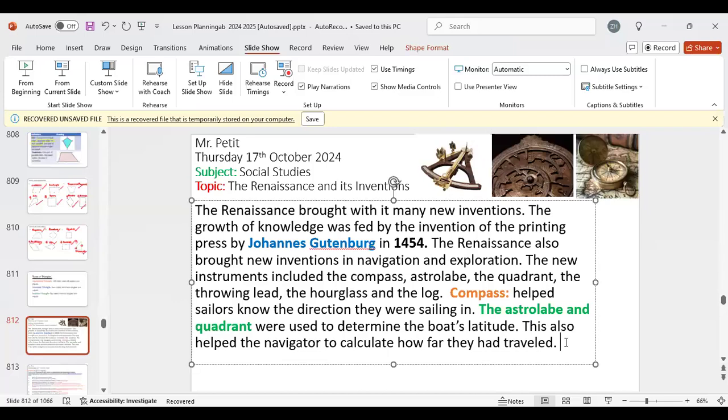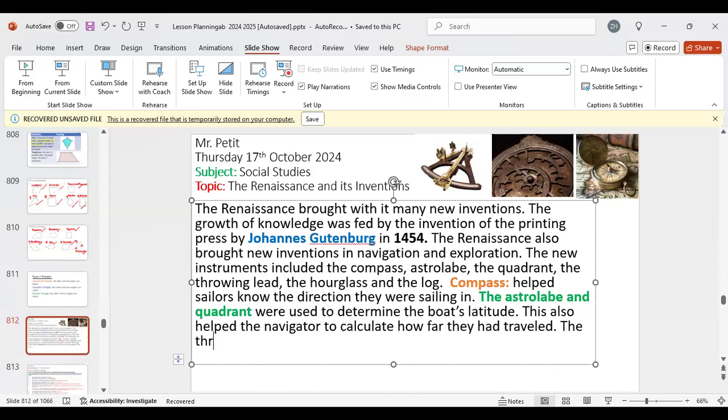Next, we have the throwing lead. The throwing lead was used to determine how deep the water was.